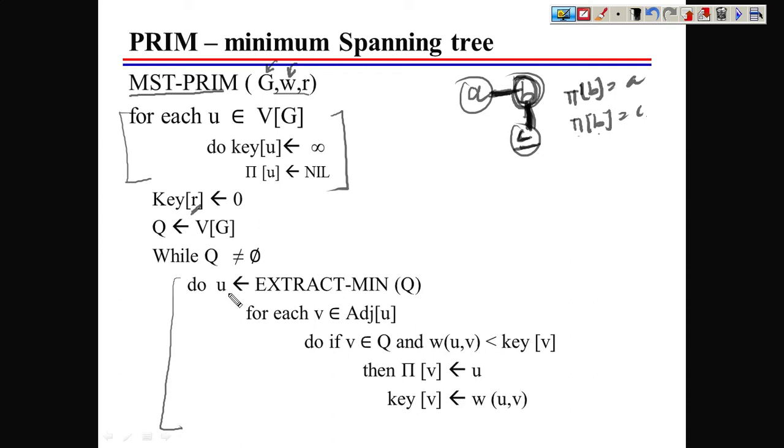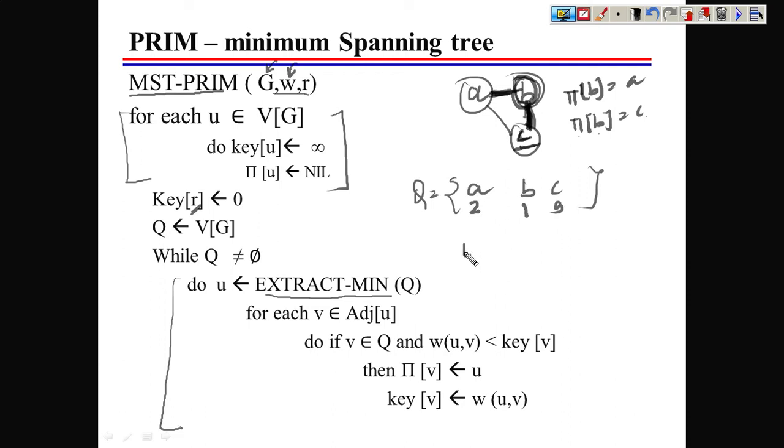So what is required? We need to remove the vertex from this Q set. And how are we removing? Extract min. Extract min is a procedure that will remove the vertex from the Q set. Extract min will extract the vertex with the minimum key value. Let's say this is a graph given to us. We have A, B and C, and let's say the key values are: here 2, here 1, here 9.